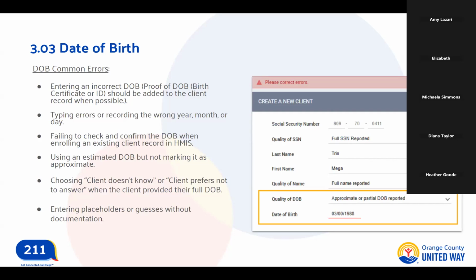Date of birth common errors. Entering an incorrect date of birth, sometimes due to typing errors. Failing to check and confirm the accuracy of the date of birth provided when using an existing record. Using an estimated date of birth but not marking it as approximate.